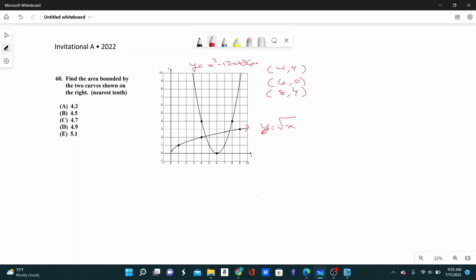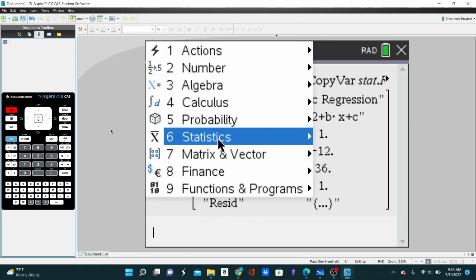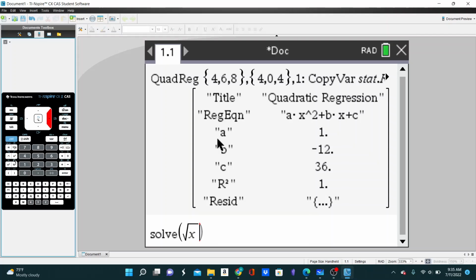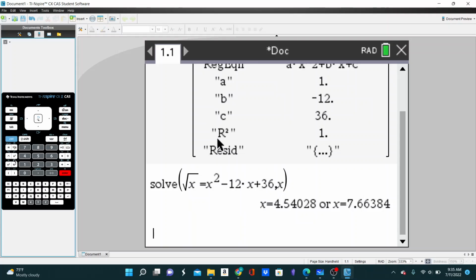So if you want to find the area bounded by these two curves, the next thing you have to know is where these intersect. And these will help us find the bounds of our integration. To find where these intersect, all you have to do is find when they're equal to each other. We can do a solver to figure that out. So go to menu, then 3 for algebra, and then 1 for solve. And then we have square root of x equals x squared minus 12x plus 36. Solve for x. And so our bounds are at 4.54 and 7.66.